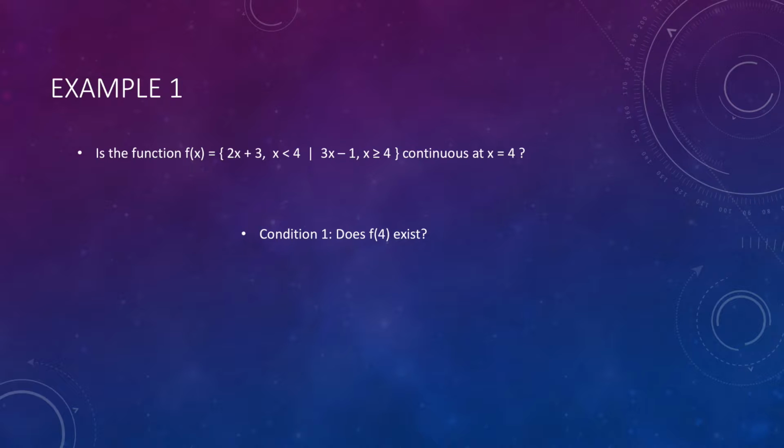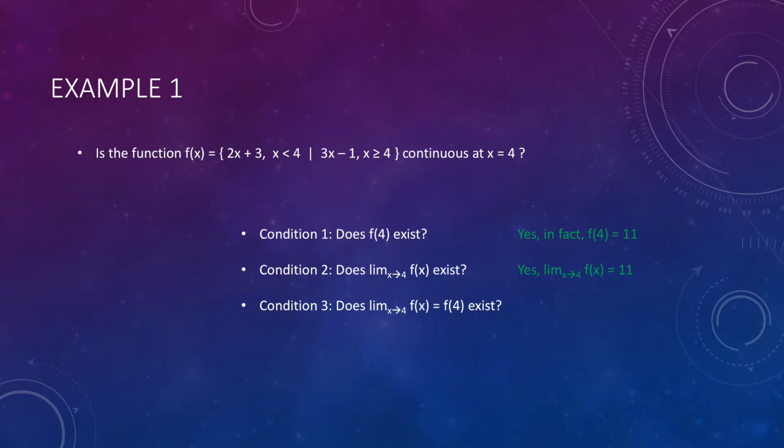So does the function at 4 exist? Yes. In fact, you could just plug it in, right? You could plug in 4 into this right here. Condition 2 is, does the limit at that point exist? On the right side, if you plug in numbers that are closer to 4 using this equation, then you'll get 11. Now, if you plug in numbers that are closer to 4 on the left side, like 3.9, 3.99, then you'll have to use this equation. And plugging those values in, you'll see that it approaches 11, right? So, yes, in fact, the limit at that point does exist.